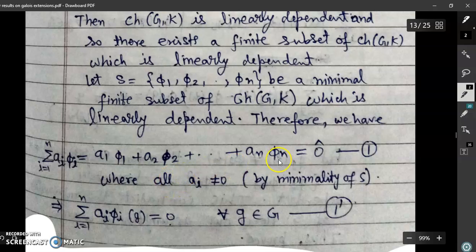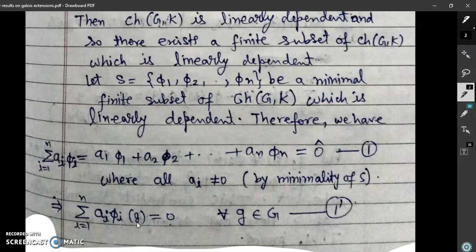Now, applying G on both sides, because this is a zero map by equality of maps. If you apply G on both sides, so 0 of G will be 0 on the right side, and the left side will become this by using the group homomorphism property.